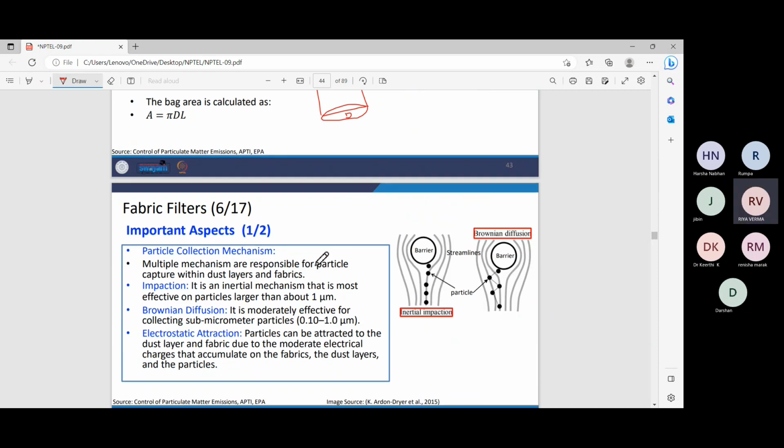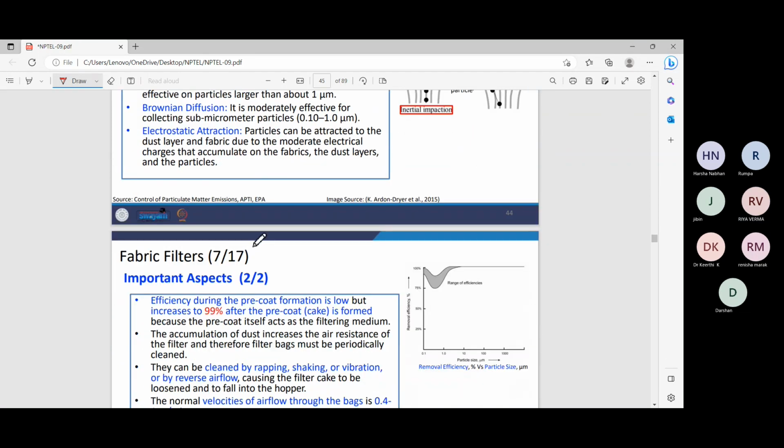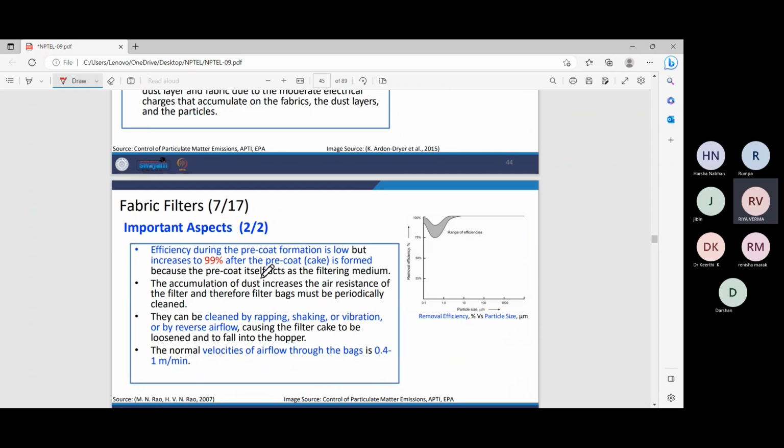Here, the important aspects like the particle collection mechanisms are impaction, Brownian diffusion, and electrostatic attraction, as in the wet scrubbers also. The efficiency during the pre-coat formation is low, but after the pre-coat or the cake is formed, the efficiency generally increases up to 99%. Because the pre-coat that is formed also acts as a filtering medium, and the accumulation of the dust increases the air resistance, and that is why the pressure drop also starts increasing.